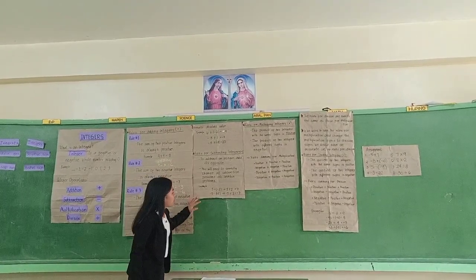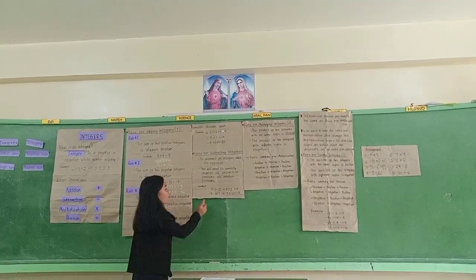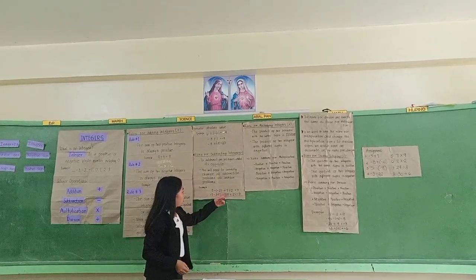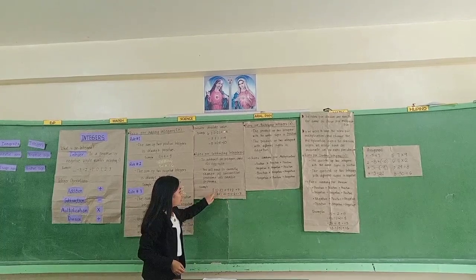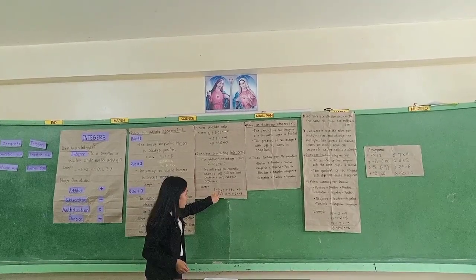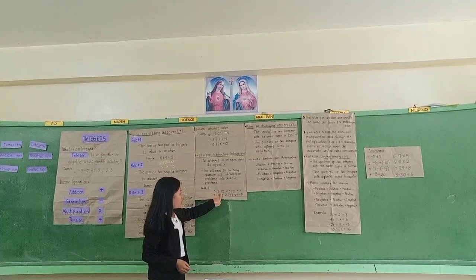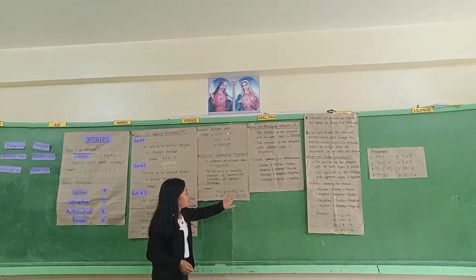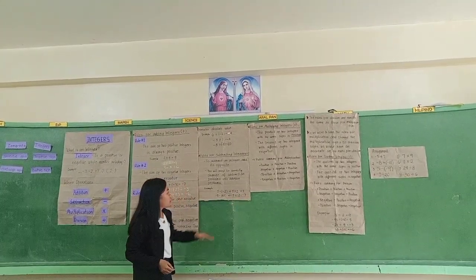So I have some examples here. 5 minus negative 2, we will change the signs: the operation and the sign of the number, the negative 2. So it will be 5 plus 2 equals 7.